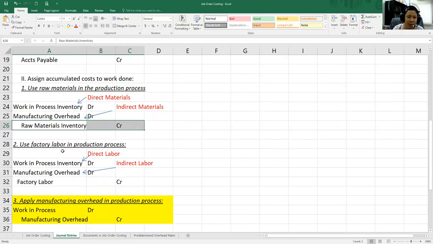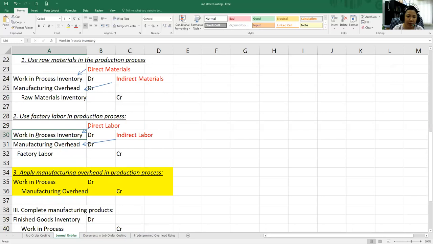Now, if we use the factory labor in the production process, we debit work in process inventory. This one will be for direct labor. Debit manufacturing overhead. This one will be for indirect labor. And credit factory labor.